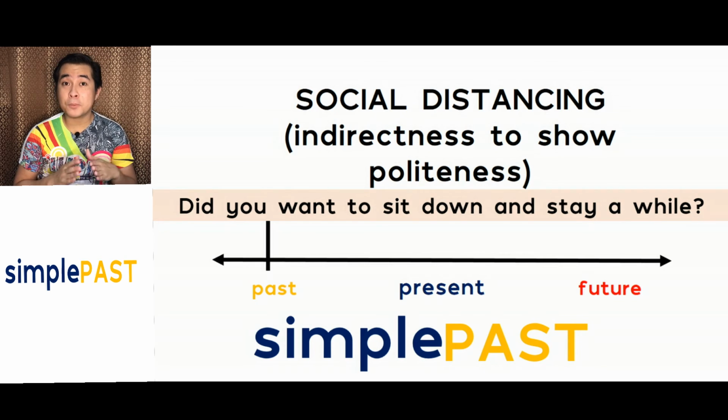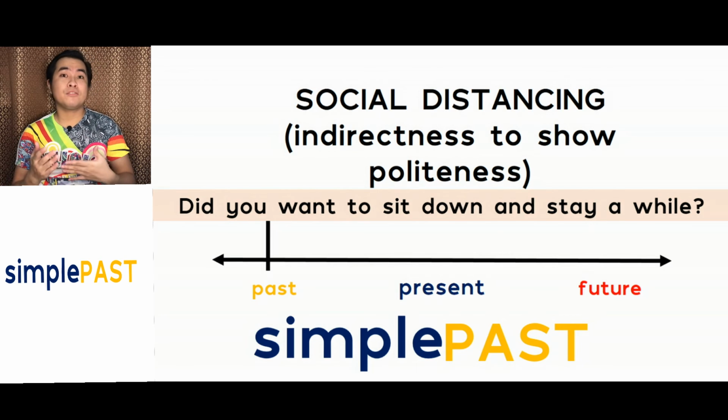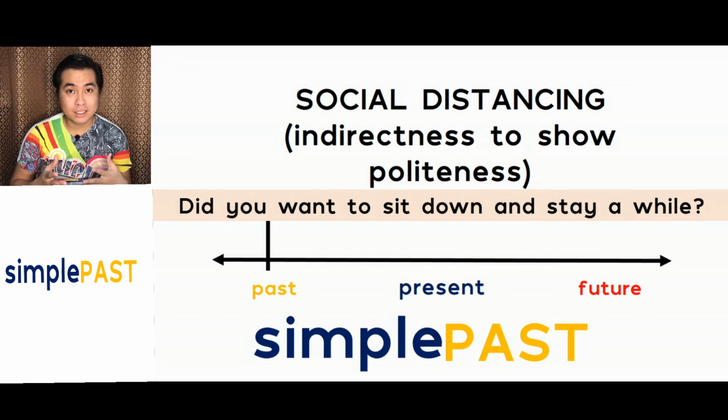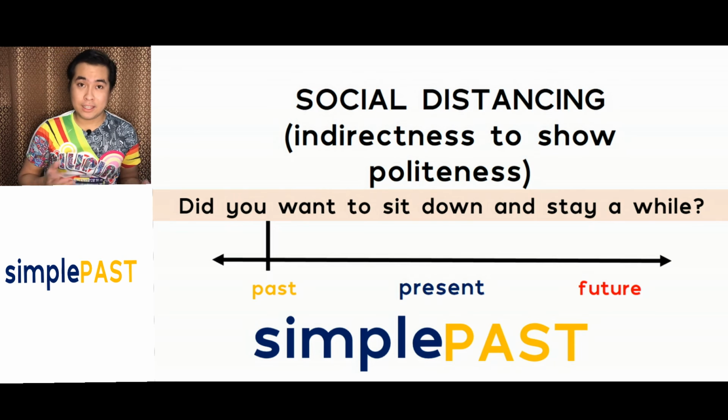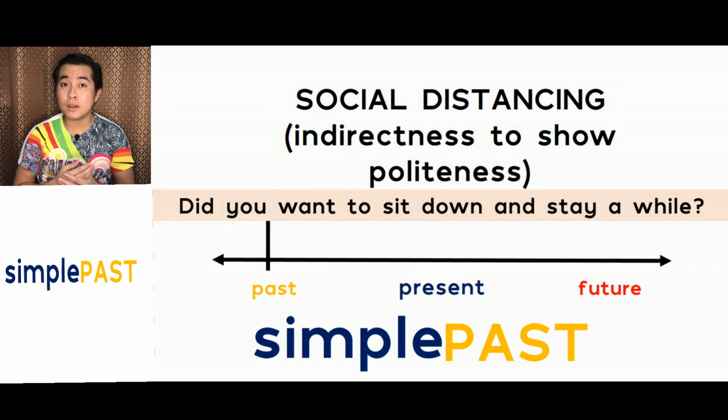And of course, this is also important for second language learners or foreign language learners of English, because we might encounter native speakers who are very particular with this structure, and when we talk to them, they might find it impolite if we use the direct verb, which is do. So to be more polite, let's use did, which is the simple past of do. So in this case, we have, did you want to sit down and stay a while? It's more polite and it's indirect.